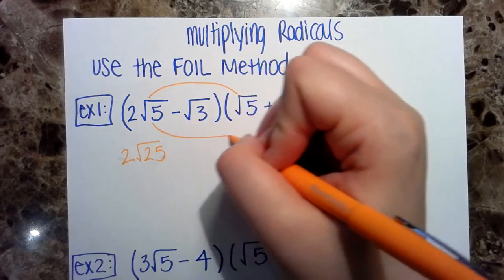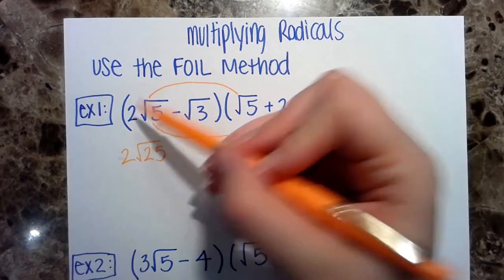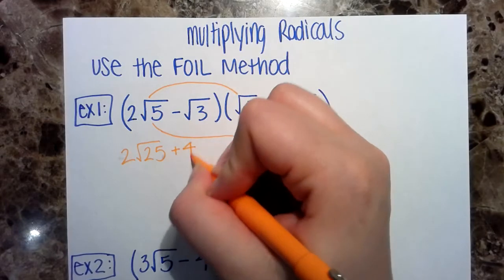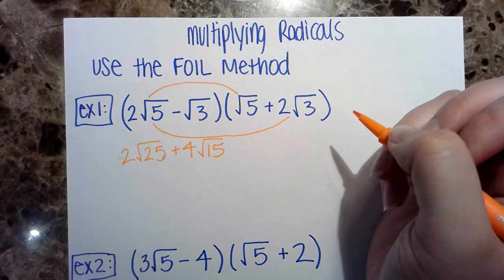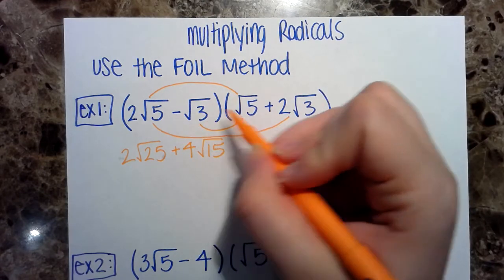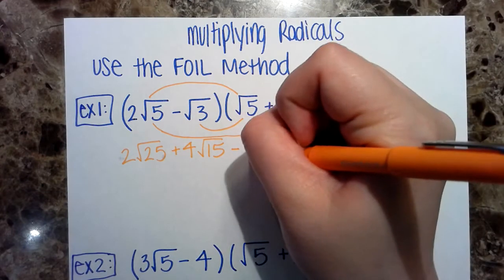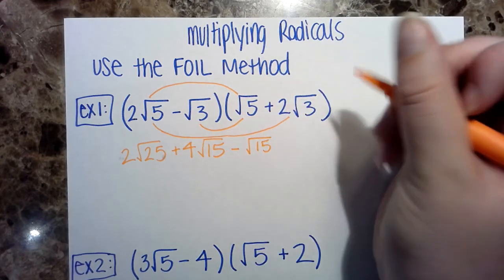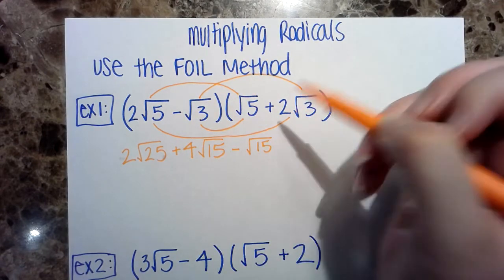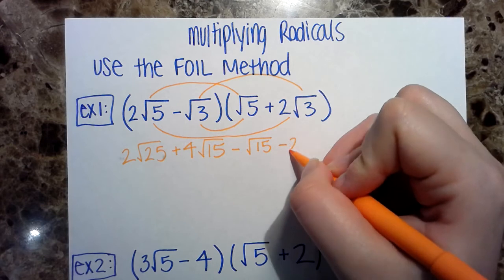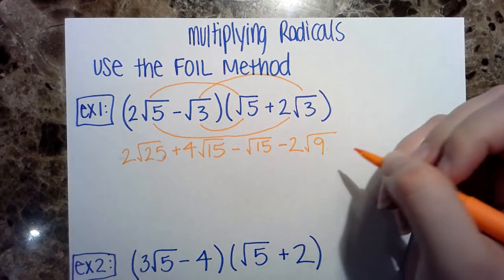I'm going to do my outer. So I would do 2 times 2, which is 4. 5 times 3 is 15. So I'm good there. I'm going to do my inner. So I have a negative 1 times a positive 1, so just negative square root of 15. Then I'm going to take a negative 1 times a positive 2. So that's going to be a negative 2. Square root of 3 times square root of 3 is square root of 9.